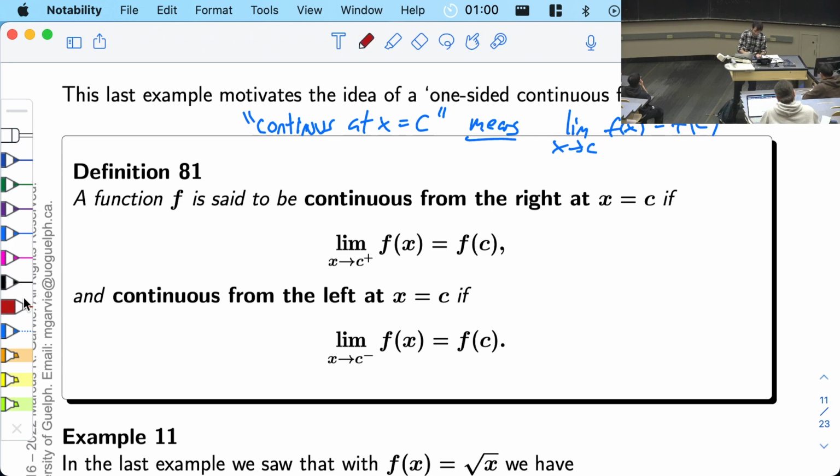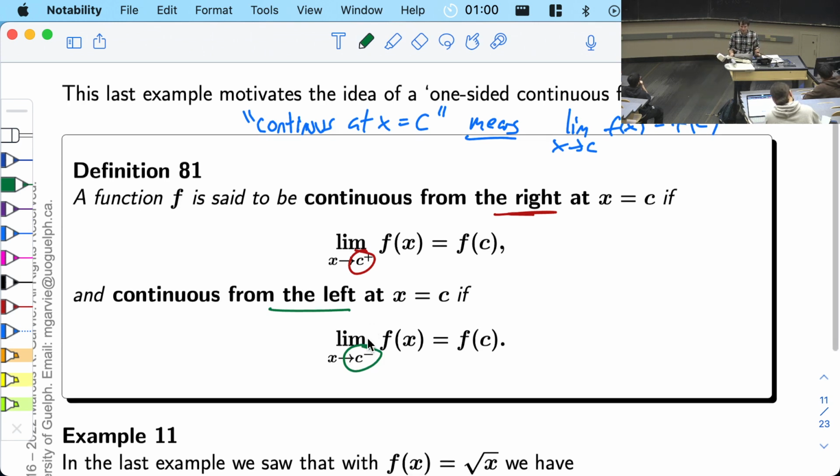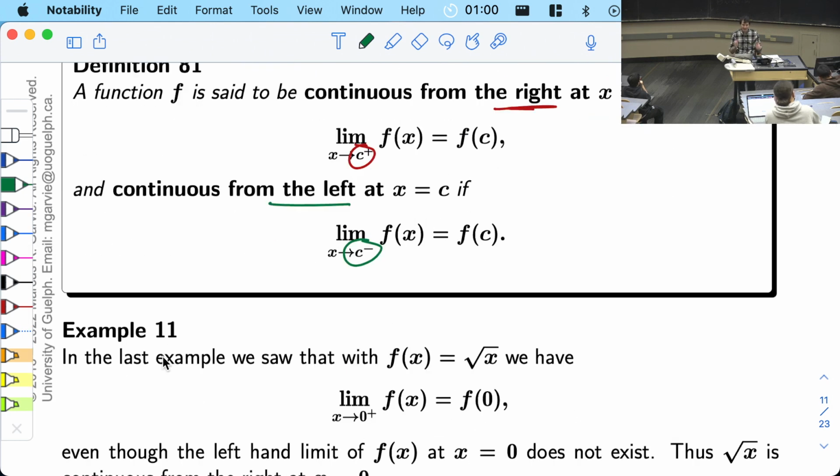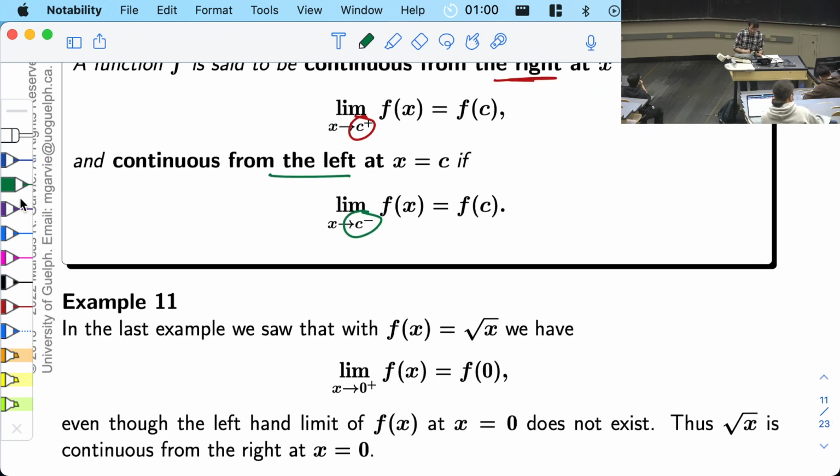Continuous from the right means only look at x goes to c plus. We only care about the right limit. So the limit coming in from the right side and going down. Continuous from the left means I only care about the limit from the left. And if you have this from the left, from the right thing, we can go back and see the example we just did. It's written down here, example 11. In the last example, the limit as x goes to 0 plus of f of x equals f of 0, right? That is the picture that I drew before. Let me draw it again over here. So the limit from the right is this one coming down like this. It approaches f of 0, which is 0.